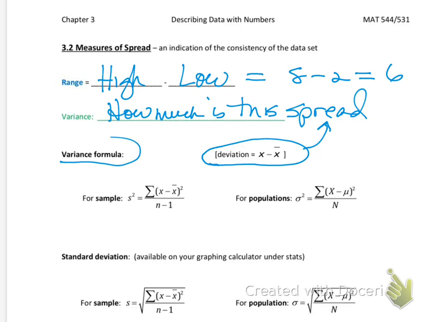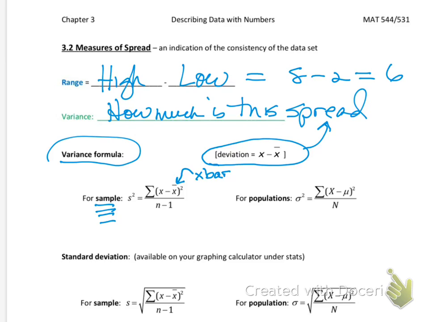The variance formula, and there's 2 of them here. If you're dealing with data from a sample, so remember, sample is only part of the population, you're going to use small letters, not capital letters, and not Greek letters. Okay, so that's a small x. This is x bar, which is your average. Okay, and then over n minus 1.